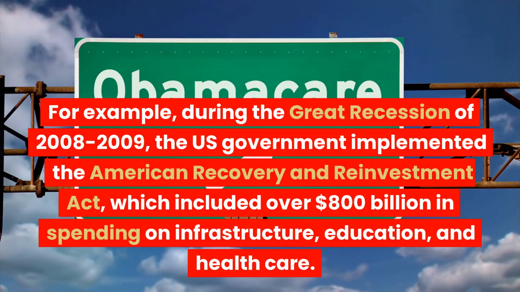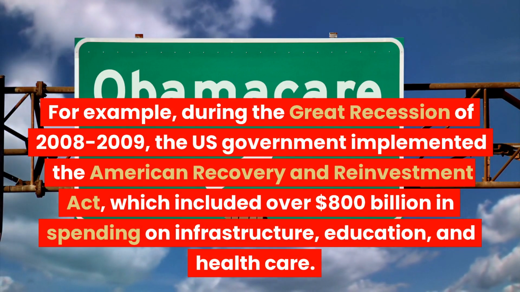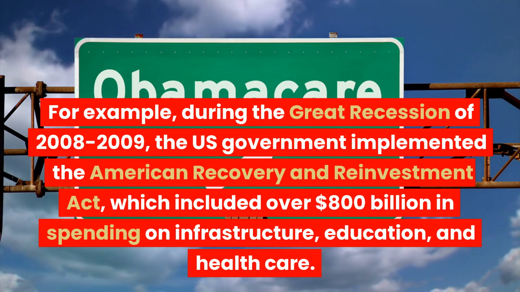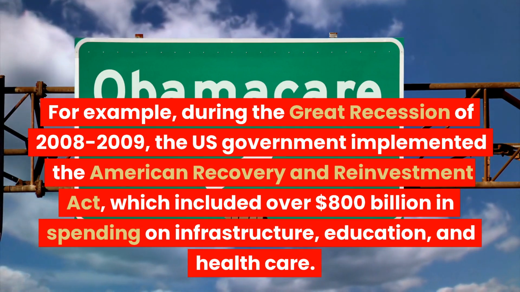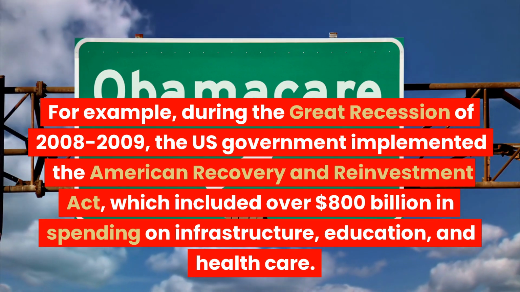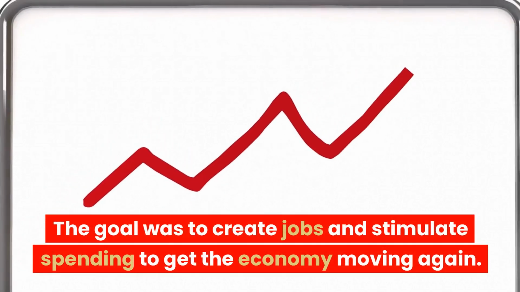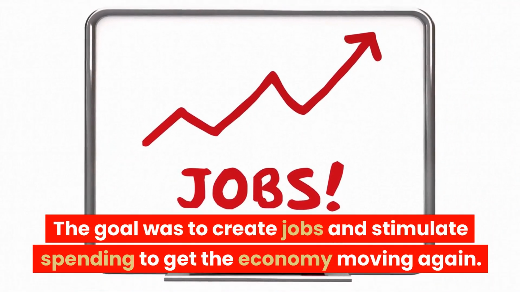For example, during the Great Recession of 2008 to 2009, the U.S. government implemented the American Recovery and Reinvestment Act, which included over $800 billion in spending on infrastructure, education, and health care. The goal was to create jobs and stimulate spending to get the economy moving again.